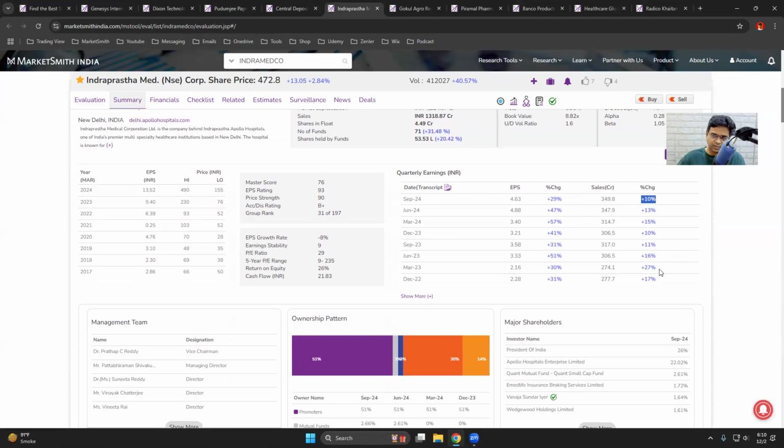What did I say? Either this number should be minimum 25%, or if it is less than 25%, then at least the latest 3 quarters should be accelerating, which is not the case here. So this stock will be out of my radar. Moreover, look at the EPS growth. It is decelerating growth. It is not accelerating growth.